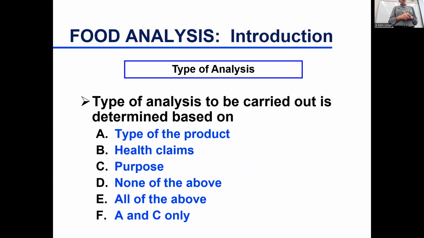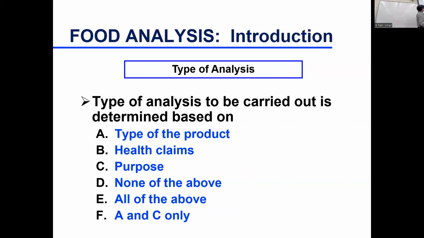So from what I covered so far, the type of analysis to be carried out is determined based on: type of product, the health claim, the purpose, none, all, A and C. Just say your name. I'm sorry, Hallie. All of it is relevant. Yes, you think correctly. So it is all of the above.